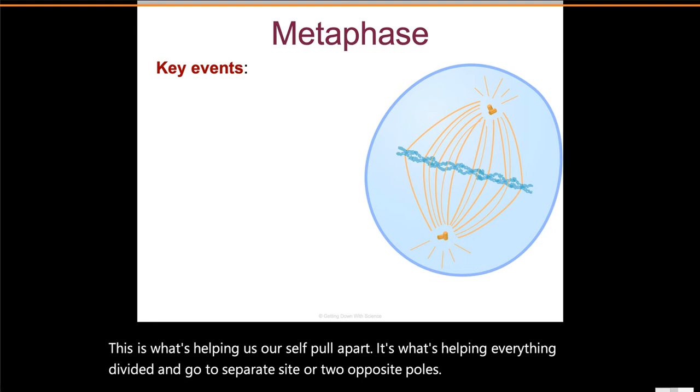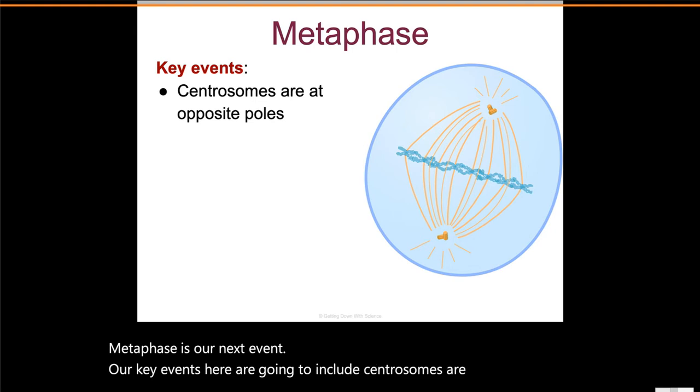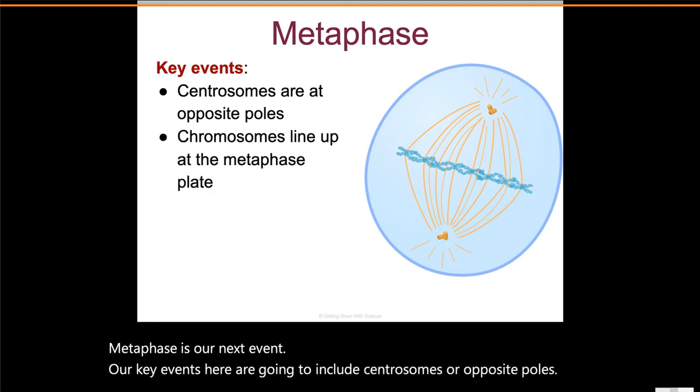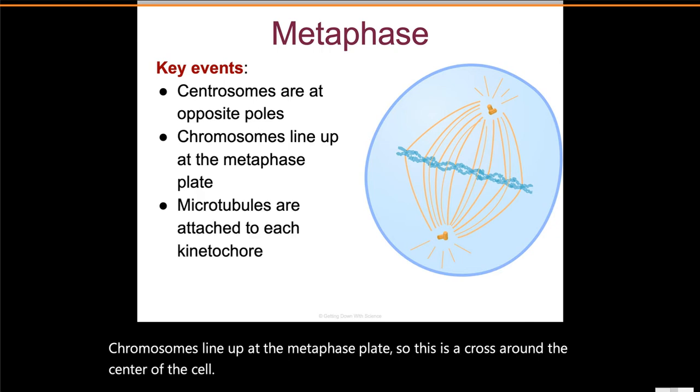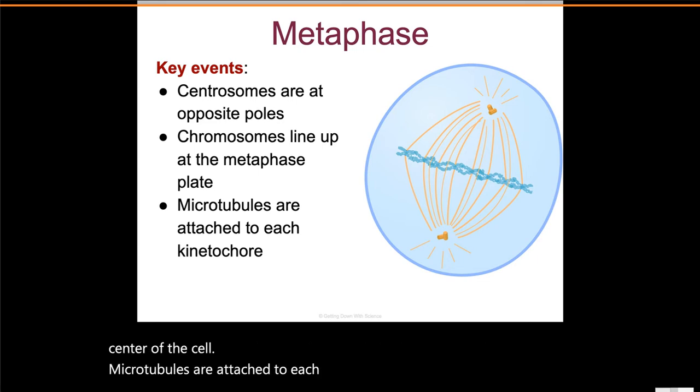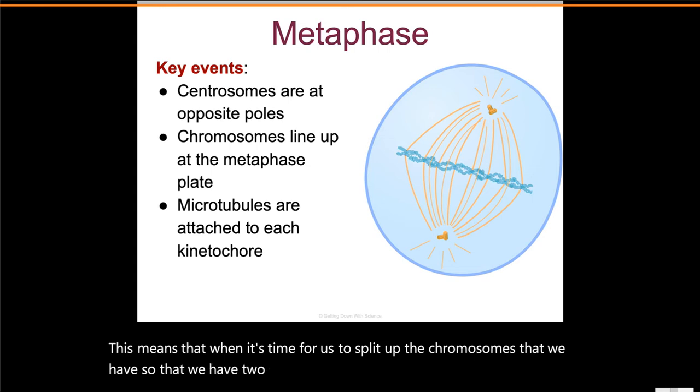Metaphase is our next event. Our key events here are going to include centrosomes are at opposite poles. Chromosomes line up at the metaphase plate. So this is around the center of the cell. Microtubules are attached to each kinetochore. This means that when it's time for us to split up the chromosomes so that we have two daughter cells, each with 2N, these microtubules are going to help with that.